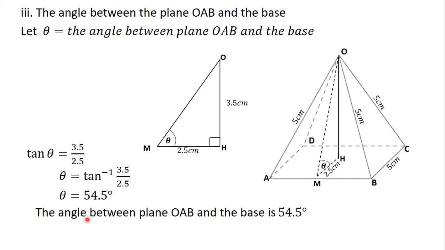So we can see that the angle between the plane OAB and the base of the pyramid is 54.5 degrees.